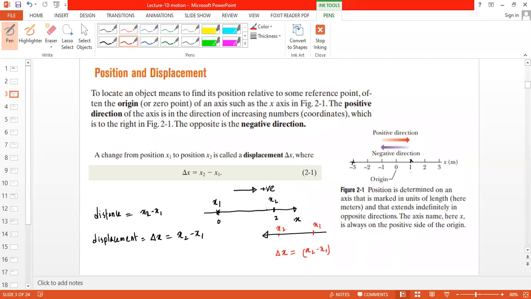If we consider positive x as positive, then the displacement is positive when the object is moving in a positive x direction. But when the object is moving along negative x direction, its displacement will be negative. So basically, distance and displacement are similar things. Distance does not contain any direction, but displacement contains direction.